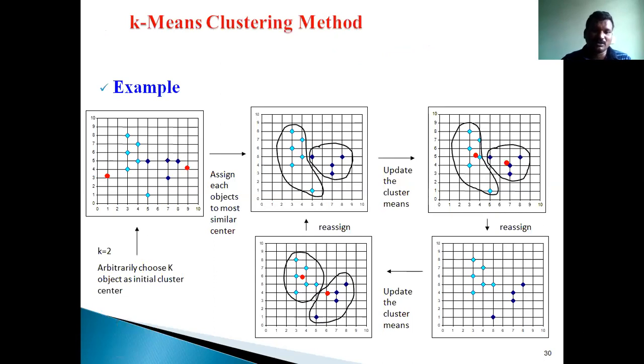For example, you have a data set like this. Here different objects are there. In this case, assign each object to the most similar center point. That means before that you have to identify the center point. Update the cluster with the mean. Here the red mark indicates the mean value in a cluster.